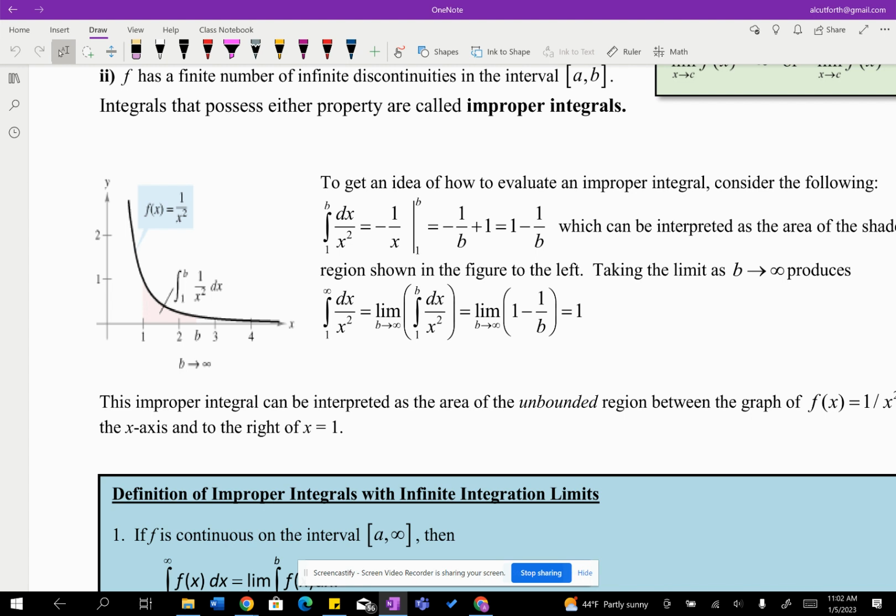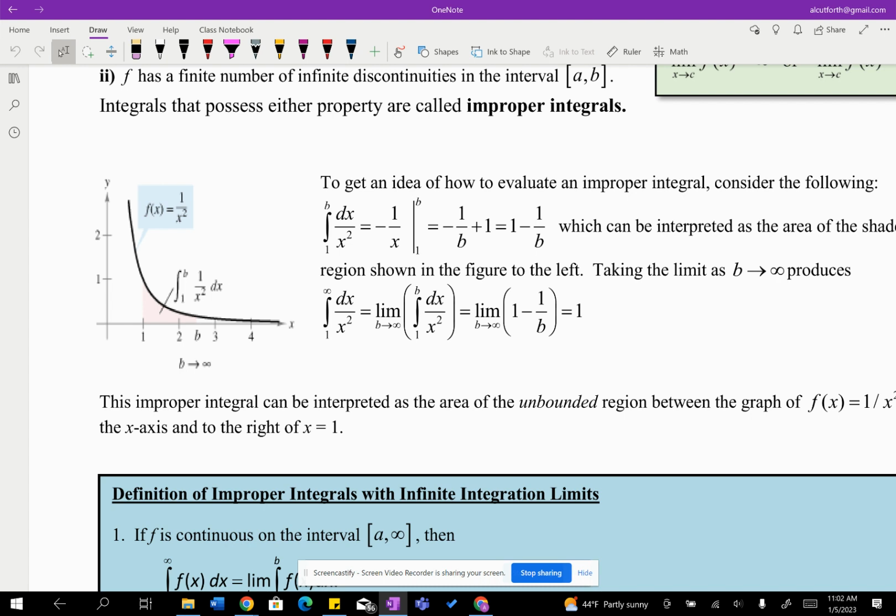So what we're going to do is look at limits. We're going to replace whatever bound is infinite with a letter like b. We'll find the antiderivative like we usually do. We'll plug in the bounds 1 and b and find that answer. In this case, that would be 1 minus 1 over b. Then we'll ask ourselves, what happens as b goes to infinity?